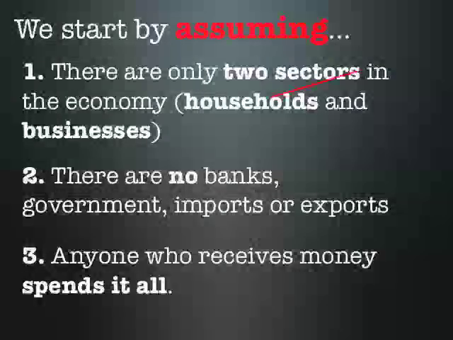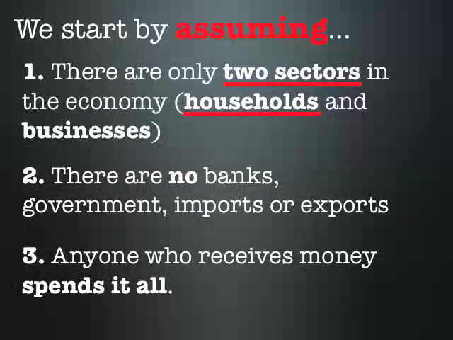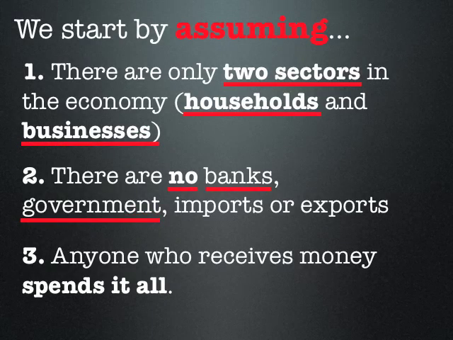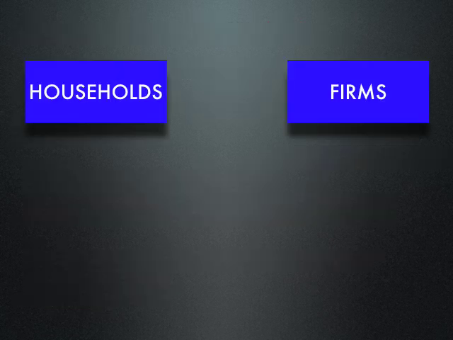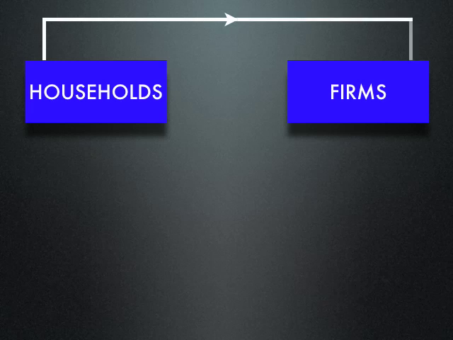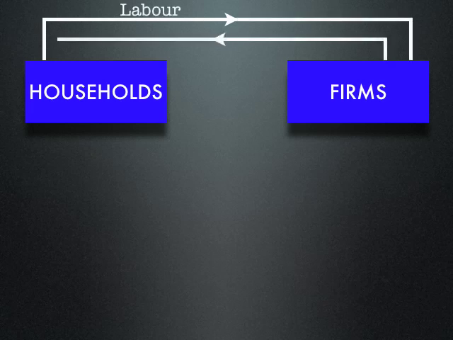We start by assuming that there's only 2 sectors in the economy. There's only households, there's only businesses, right? There's no banks, there's no government, there's no imports, there's no exports, right? It's what's called a closed economy. And we also assume that everyone who receives money spends every cent of it. That's all they do. So we've got households on the left, businesses on the right, we call them firms.